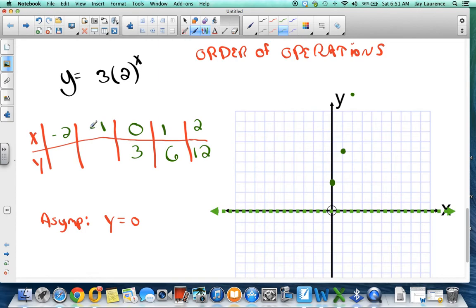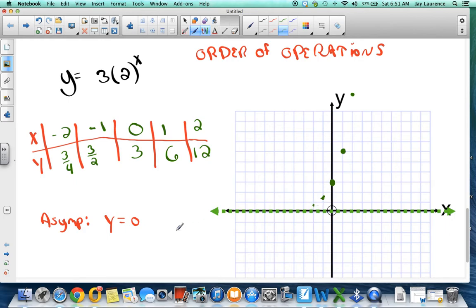Okay, negative 1. 2 to the negative first is 1/2. 3 times 1/2 is 3/2, or better yet, 1 1/2. There we go, 1 1/2. All right. Negative 2. I had a feeling I did that wrong. That's why I paused for a second. All right. Negative 2 is going to give me 1/4. So this is going to be 3/4. Okay, so negative 2 is going to be at 3/4.